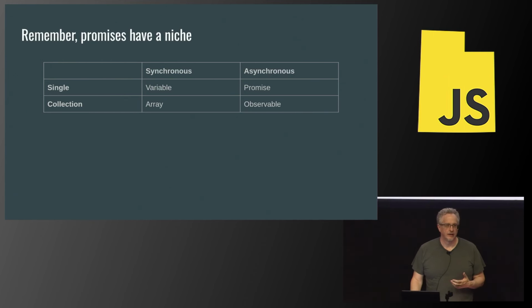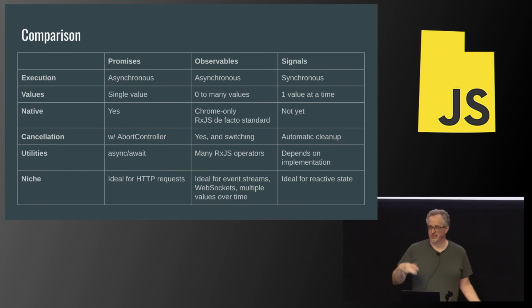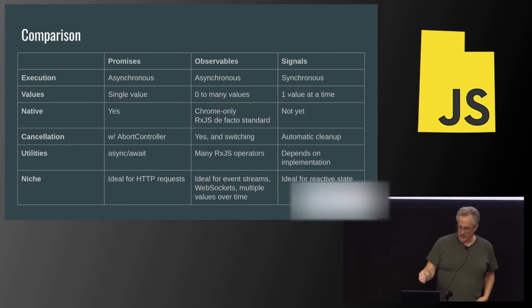So in summary, promises and observables are both asynchronous, signals are synchronous, no concept of time. Promises have a single value, observables are zero to many, signals one value at a time. Promises are totally native, observables are getting there, signals are further away. Promises can sometimes be canceled. For observables, it's important to do and it's built in, and for signals, you don't really need to do it.